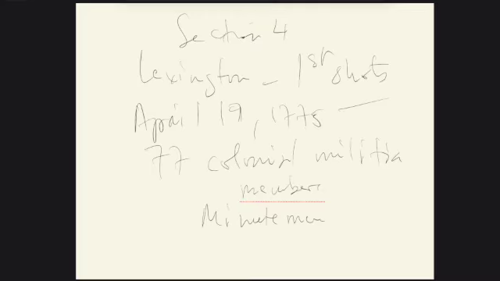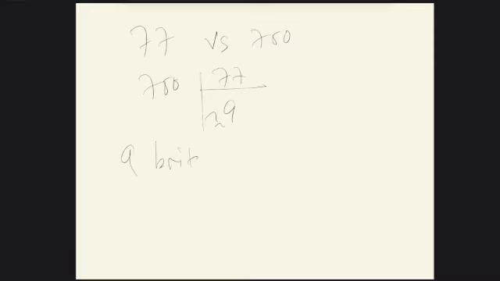And the British troops were about 700. So the ratio was 77 to 700. So the math here is kind of even scary. That's roughly 9. So the ratio was 9 British soldiers for every Minuteman.